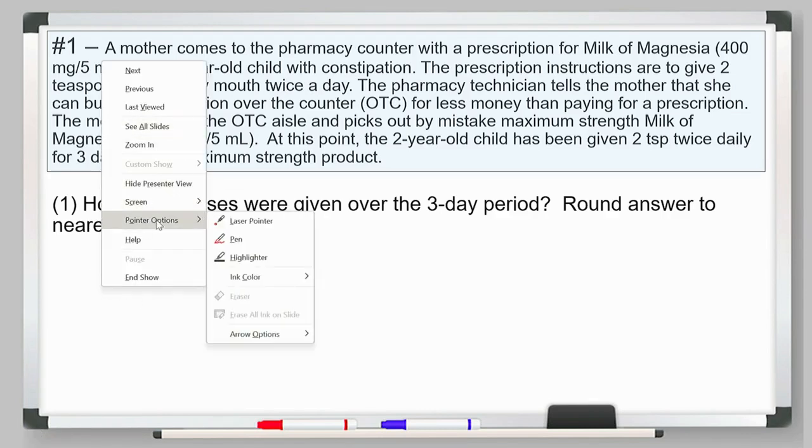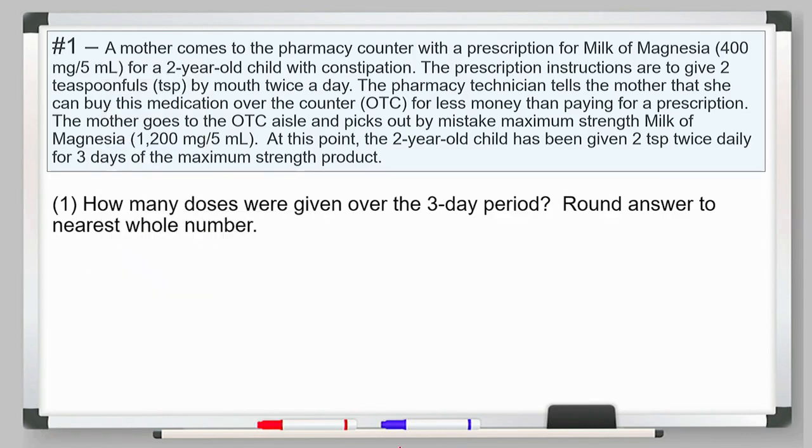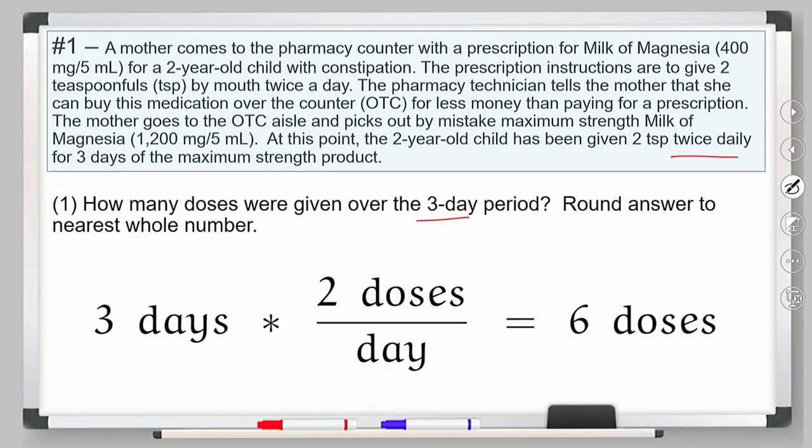So let me get my pointer going here for the pen. So first question is, how many doses did they get over the 3-day period? So we got our 3-day period here, and how many doses? They're getting it twice daily. So again, if you're for 3 days getting it twice daily, then simply all we're doing is getting 6 doses. So how many doses were given to the child over the 3-day period? 6 doses. Again, a really small step.